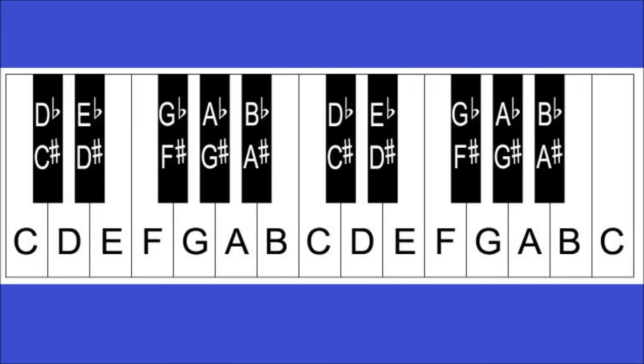The key after F is F sharp. That key is also before G and is called G flat. F sharp and G flat are enharmonic equivalents. These two notes are represented by the same key on the piano keyboard. Other enharmonic equivalents are D sharp and E flat, G sharp and A flat, and A sharp and B flat.